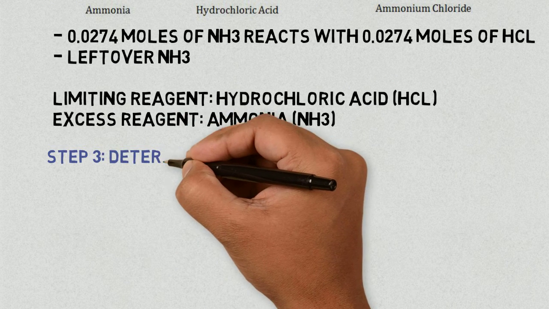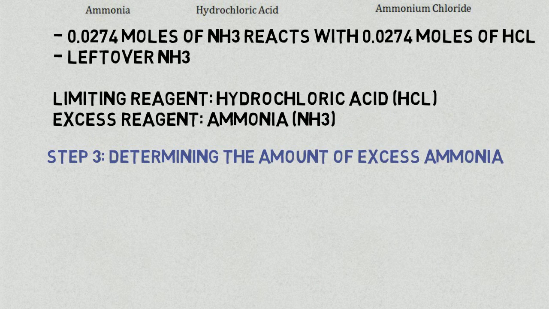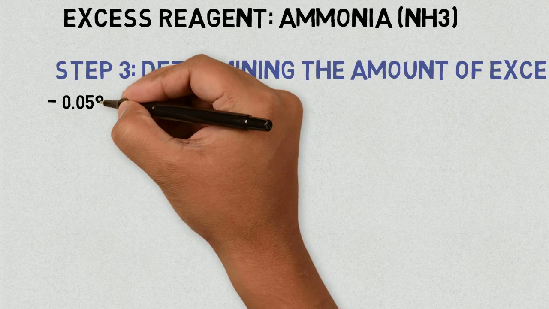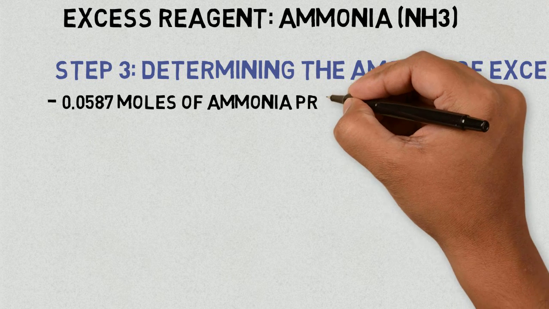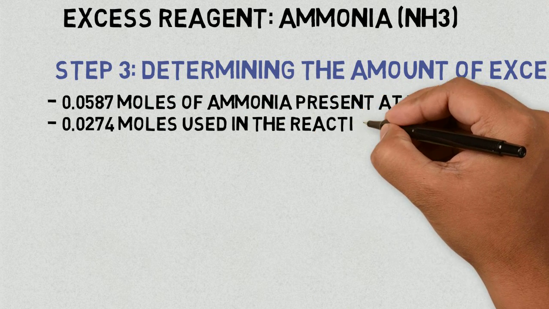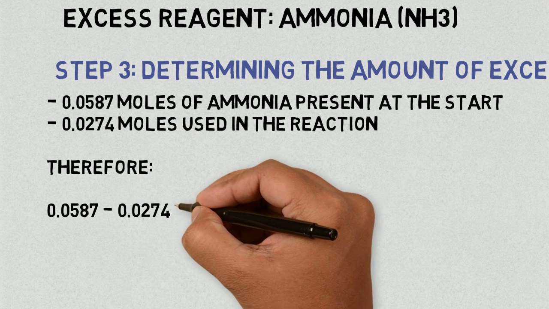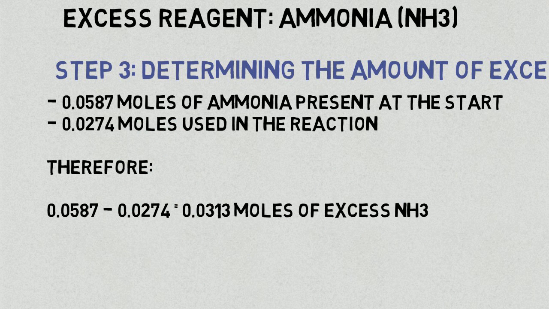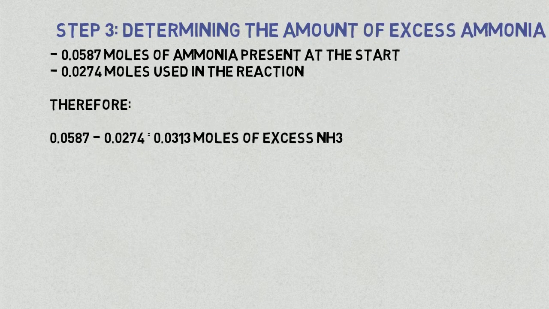Step 3 is figuring out how much of the excess reagent is left over. We know that NH3 is the excess reagent, so all we need to do is subtract the number of moles used up in the reaction from the total number of moles. So we do 0.0587 moles minus 0.0274 moles, and we get 0.0313 moles of excess NH3.